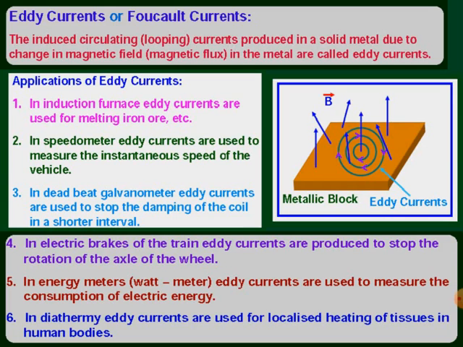Next, eddy currents can also be used in an energy meter or watt meter, for consumption of electrical energy in a household. We need to measure how much energy has been consumed by that household using the watt meter. In diathermy, eddy currents are used for localized heating of tissue in human bodies. That too is done by means of eddy currents.